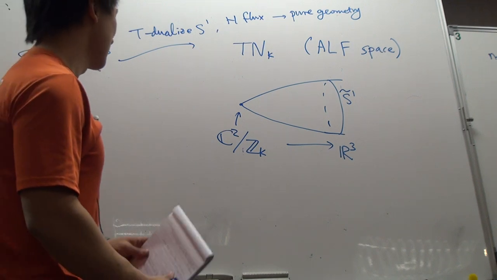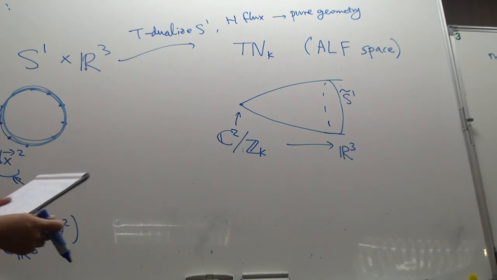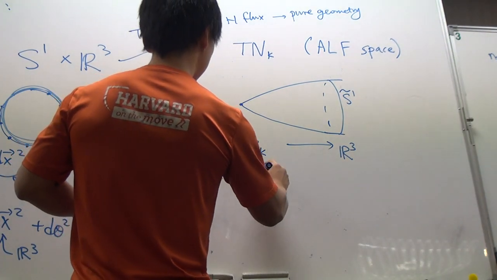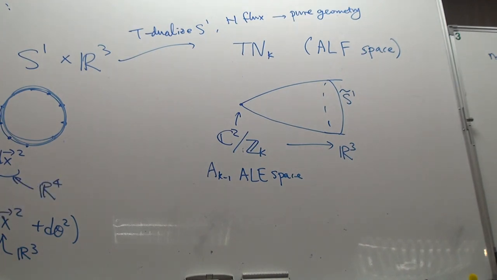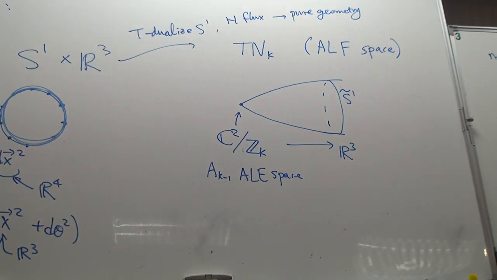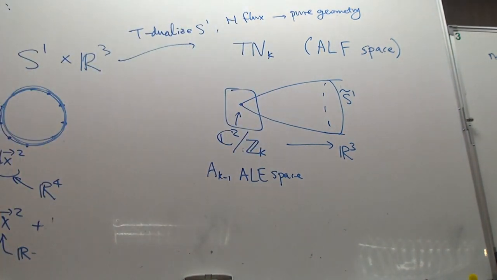So for that, one has to understand what string theory does on this C2 mod ZK orbifold. This is also known as the A_{K-1} ALE space. Usually when you have this situation, it's a good idea to explore possible deformations of this geometry. If you're just looking at the tip, it looks like this C2 mod ZK orbifold.